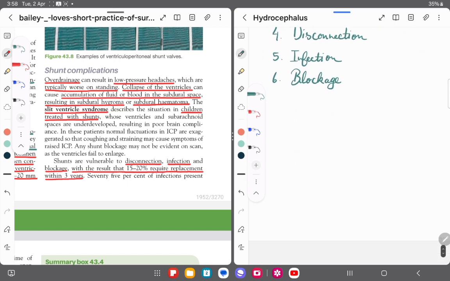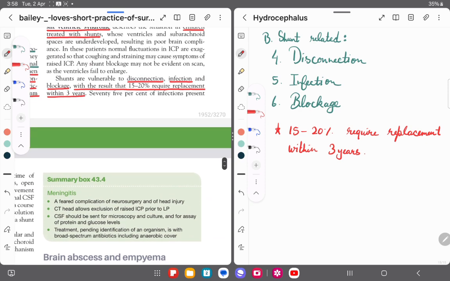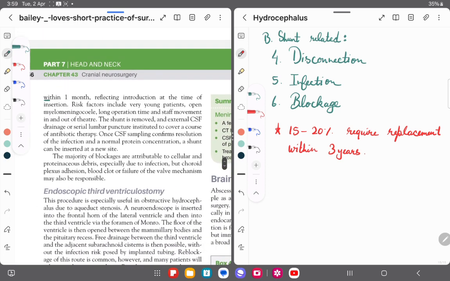Disconnection, infection, blockage, and 15 to 20% require replacement within 3 years. 75% of infections present within 1 month, reflecting introduction at the time of insertion.